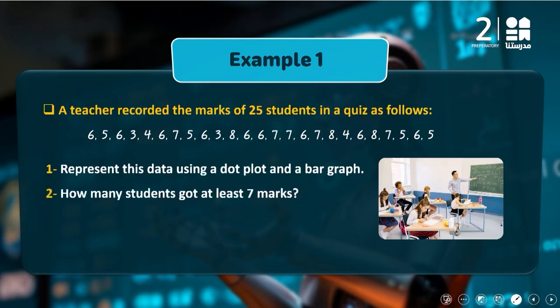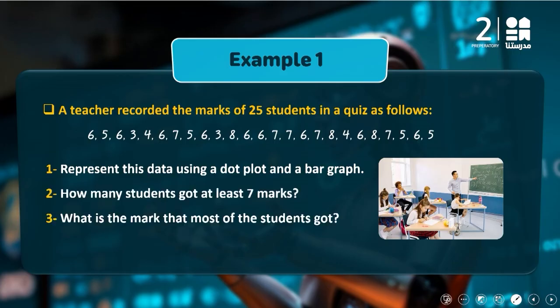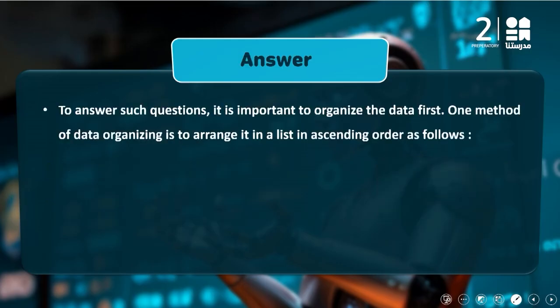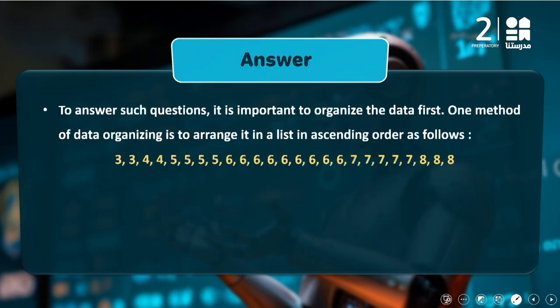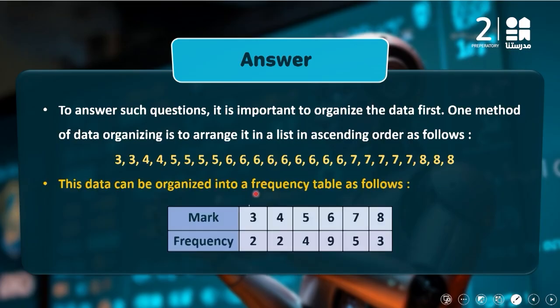Question number 2, how many students got at least 7 marks? And the third question, what is the mark that most of the students got? To solve this question, it's important to organize the data first. One method of organizing data is to arrange it in a list in ascending order. Ascending, like an ant, from the small to the big. So to arrange this data from the smallest to the greatest, it will be like that. This is the first step.